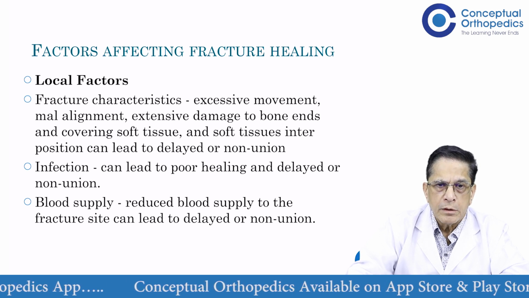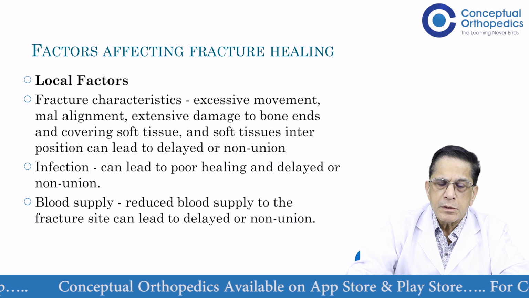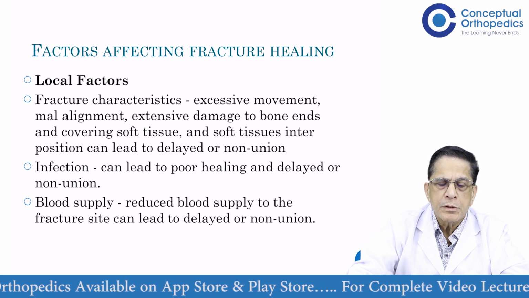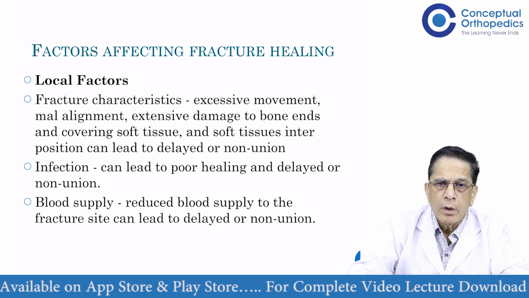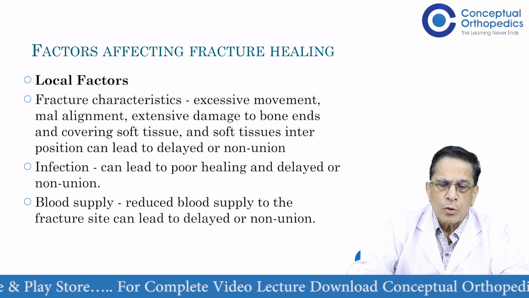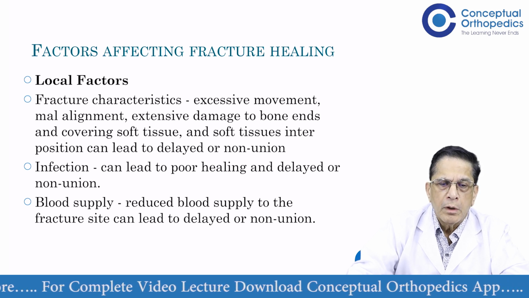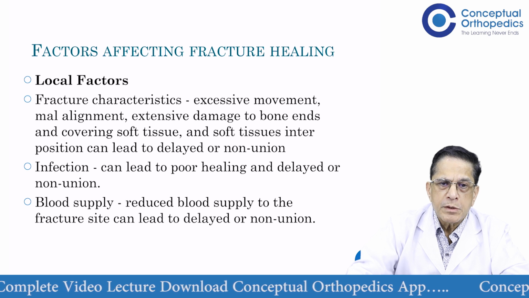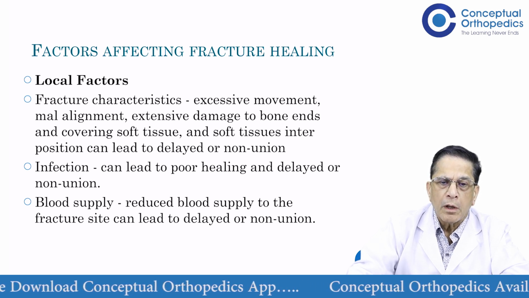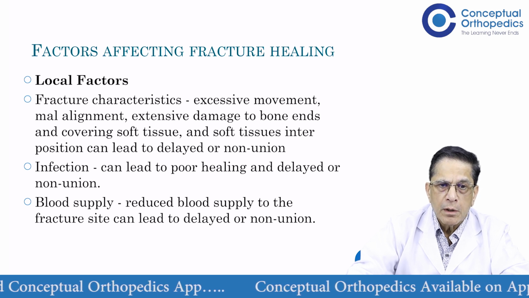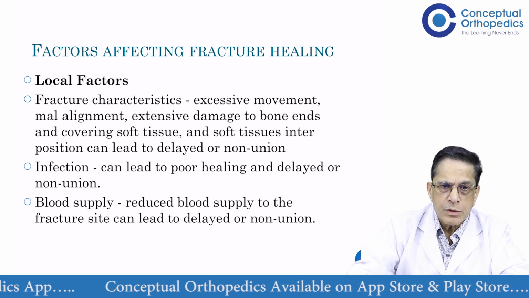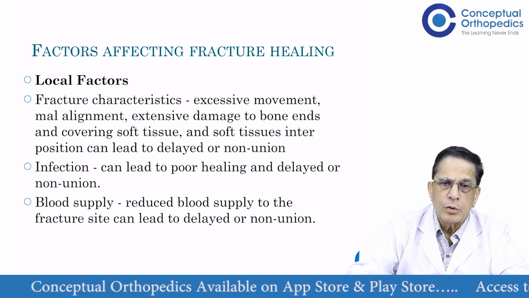There are local factors, the fracture characteristics like excessive movement, malalignment, excessive damage to the bone ends, and covering soft tissue. And soft tissue interposition can lead to delayed or non healing of the fracture. Infection, if it is present, can lead to poor healing and delayed or non union because it doesn't allow the healing process to take place. And disturbance to the blood supply or reduced blood supply to the fracture site can lead to delayed or non union.